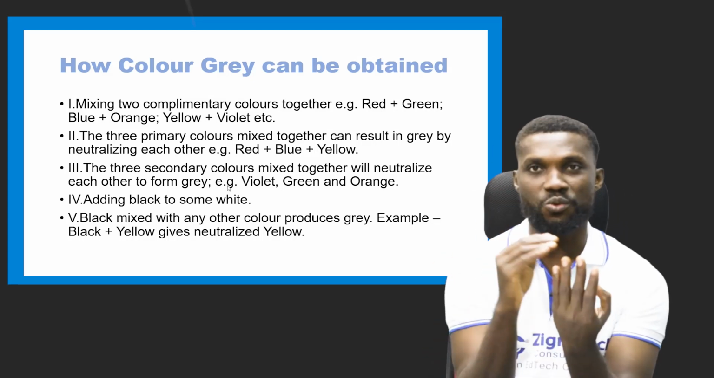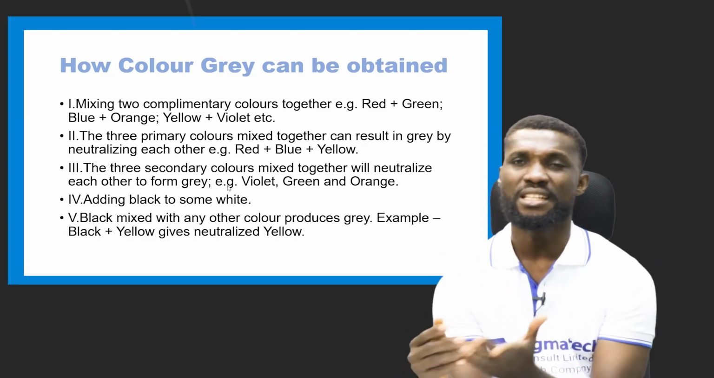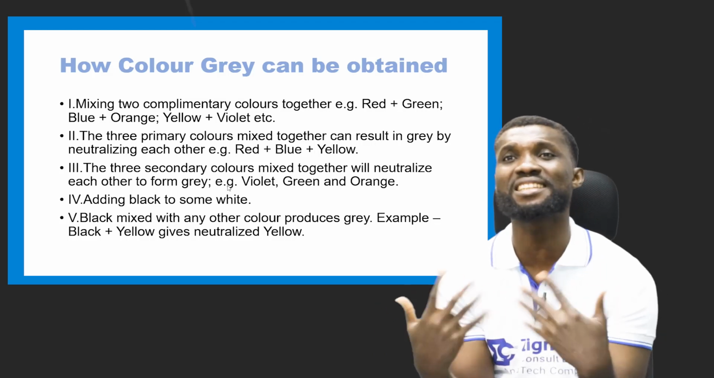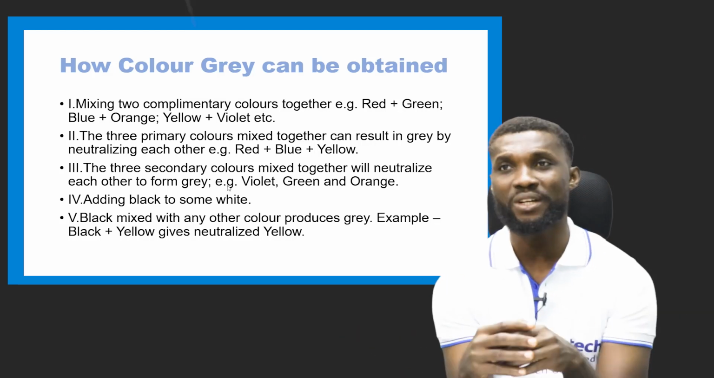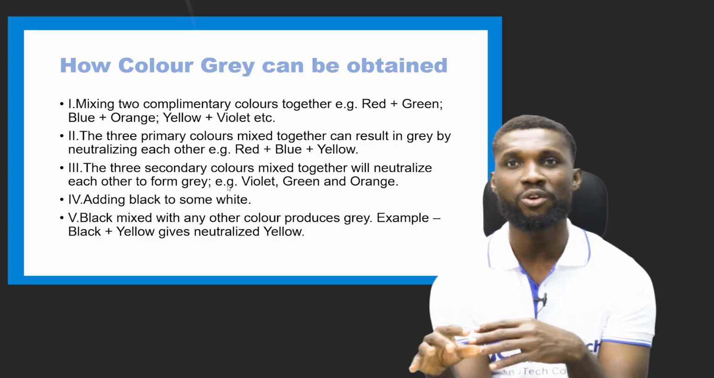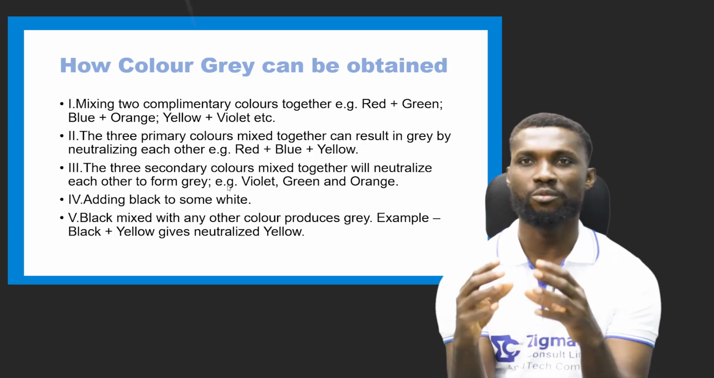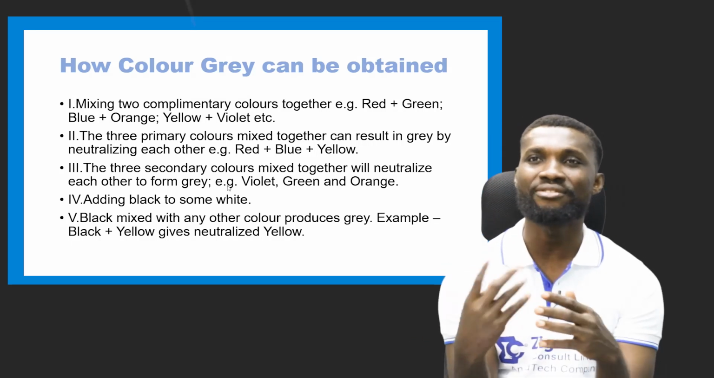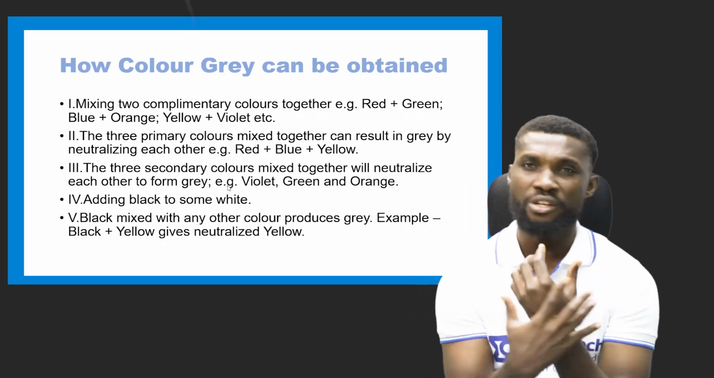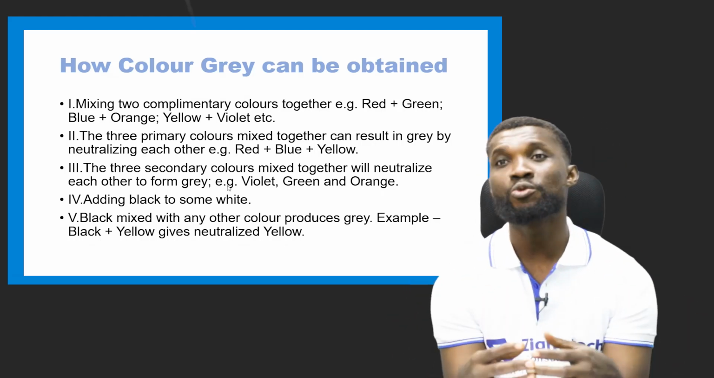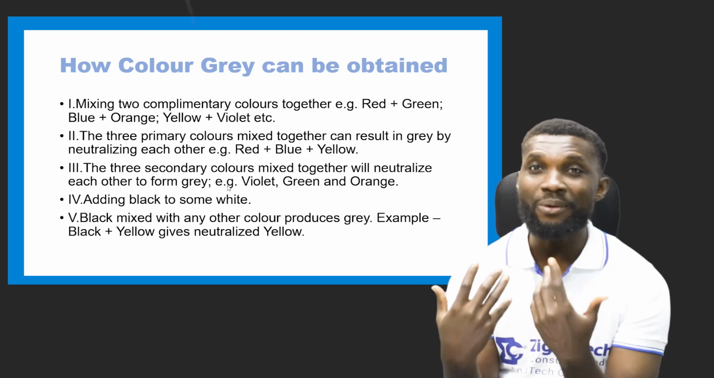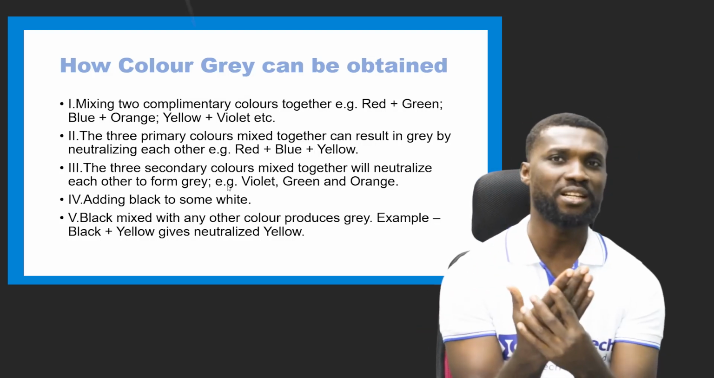You understand? So it will give you that kind of tone. Same thing applies if you mix three secondary colors together, it will give you a neutralized gray color. Each of them will produce a gray tone, like the violet, green, and orange will give you a gray. Now adding black to white will also give you gray. These are different ways which you can actually create gray.